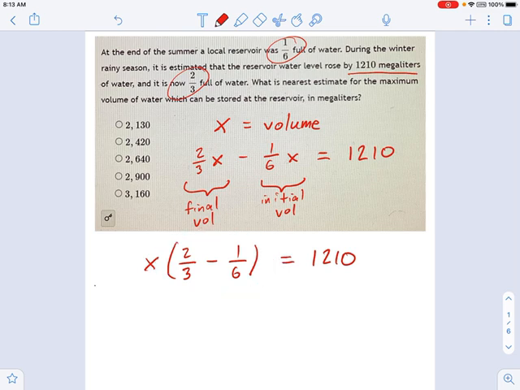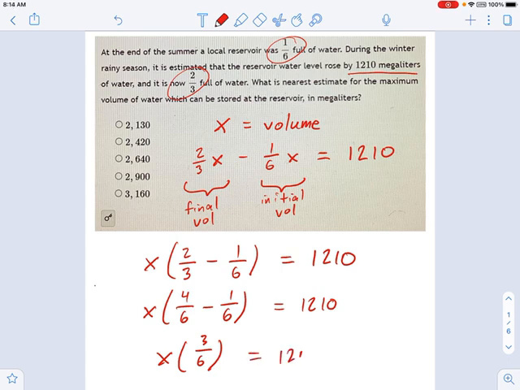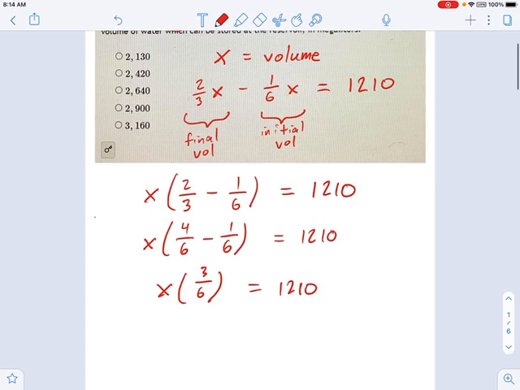Well, it's not really in a great form for dividing. Why don't we try simplifying this a little bit first? I'm going to get common denominators and say this is 4/6 minus 1/6. And that, in turn, looks like 3/6. Okay, so now this is better. I can simplify this easier than before.